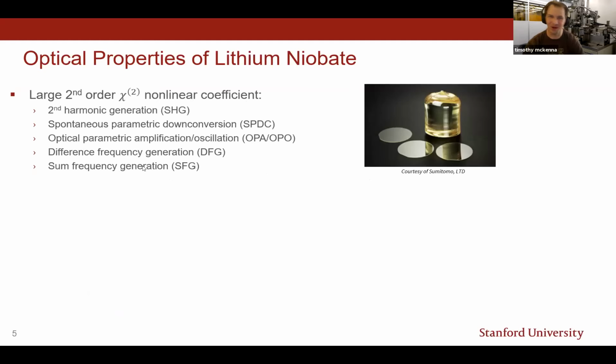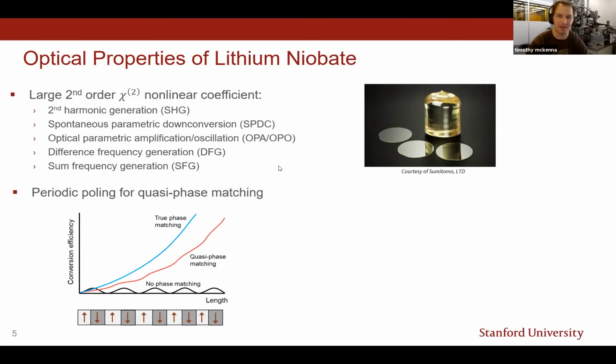This large second order nonlinear coefficient, about 30 picometers per volt, lets you perform all of the three-letter acronyms you ever imagined. So if you have a three-letter acronym you wanted to do, you can do it with this material. We're going to be focusing on OPO and second harmonic generation. So for this talk and this device that I'm going to share, we operated it as an optical parametric oscillator and also performed second harmonic generation.